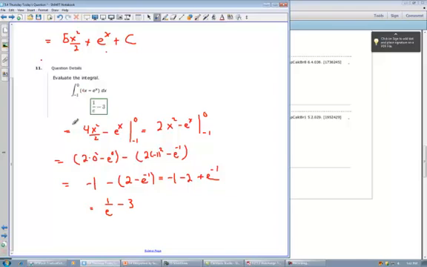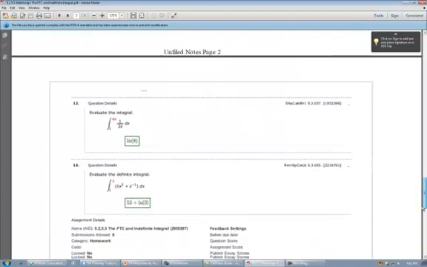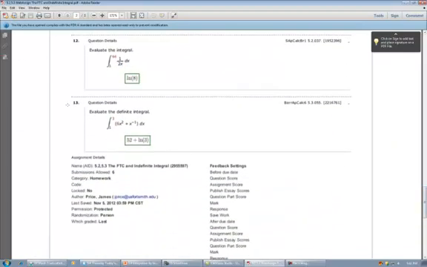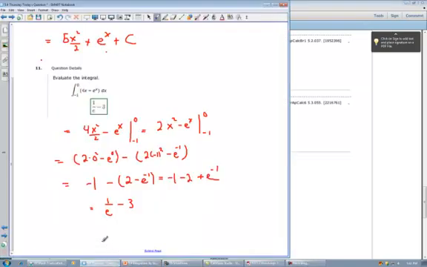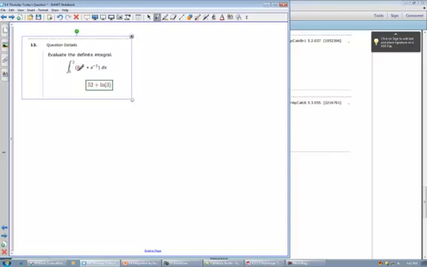And the last one I want to do is number 13. So on this one, what do we have? Oh, so this one's going to involve an ln. Alright, so I have the integral from 1 to 3 of 6x squared plus x to the -1. So here you have to be a little bit careful. Let me show you the mistake students typically make.